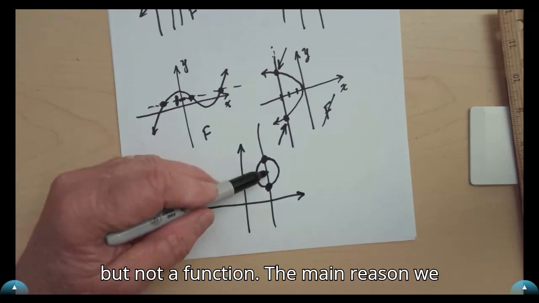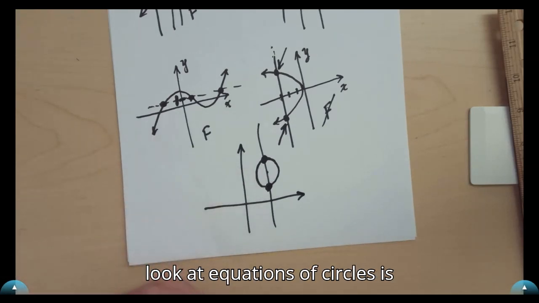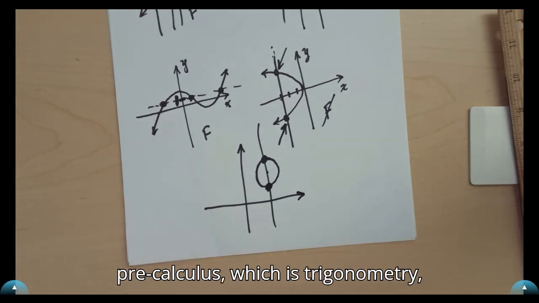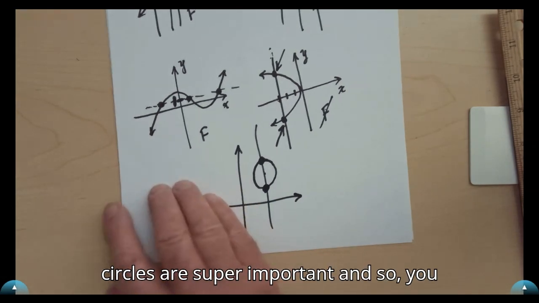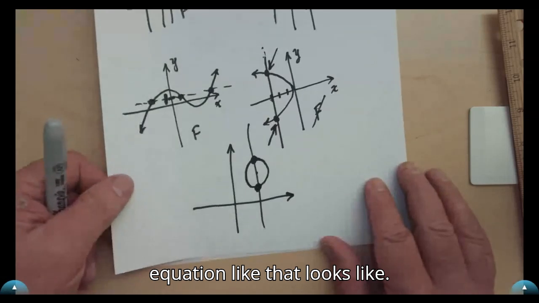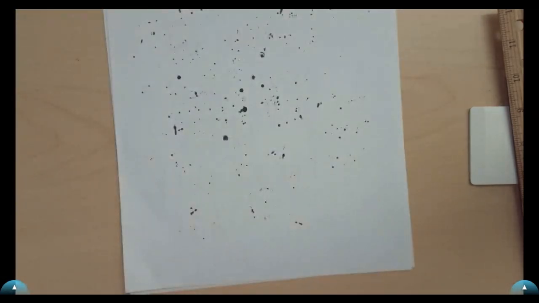The main reason we look at equations of circles is because for those of you who take pre-calculus, which is trigonometry, circles are super important. And so, you know, they want you to have seen what an equation like that looks like. Okay, so vertical line test.